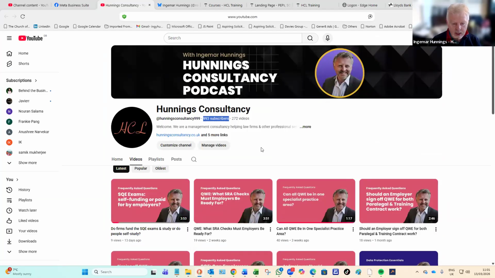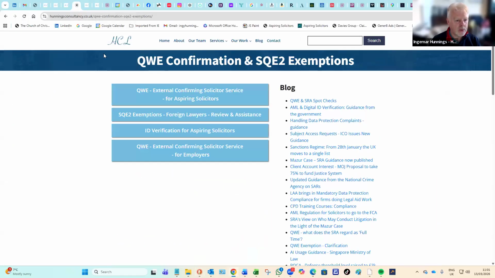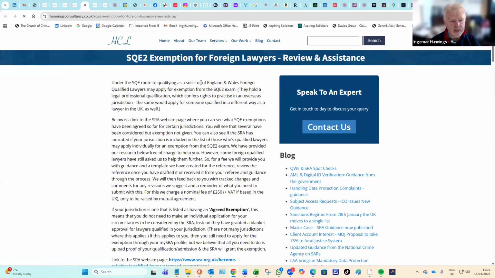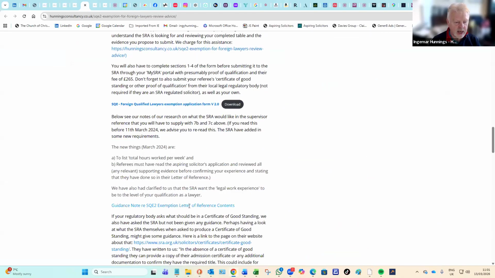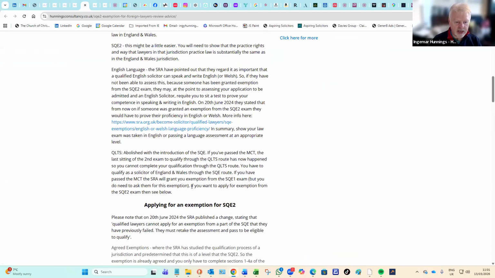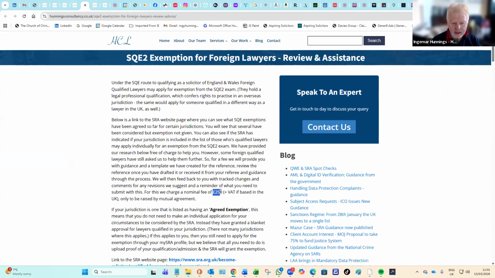Right. Now then, we have a service for helping people with SQE2 exemptions. Okay, and we run through everything in here in detail, but we also do provide a service for a fairly nominal fee of £250 plus VAT if you're based in the UK for reviewing your drafts and commenting on them, advising you and reminding you what you need to submit.